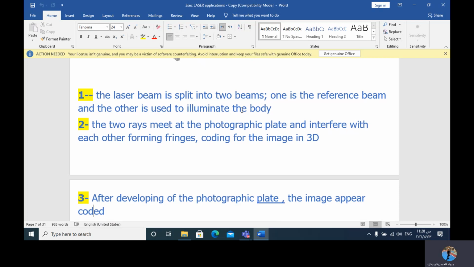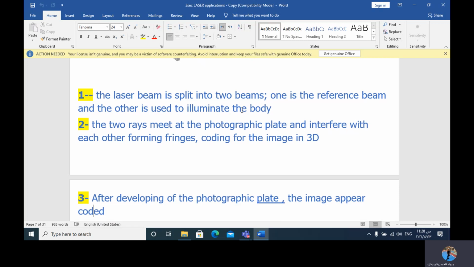Step number two: the two rays meet at the photographic plate. By the two rays, we mean the two beams, the reference beam and the reflected rays. They meet at the photographic plate and they interfere with each other, as we talked about earlier, forming fringes. And these fringes decode the image in 3 dimensions. So the fringes will be recorded as a 3-dimensional image.